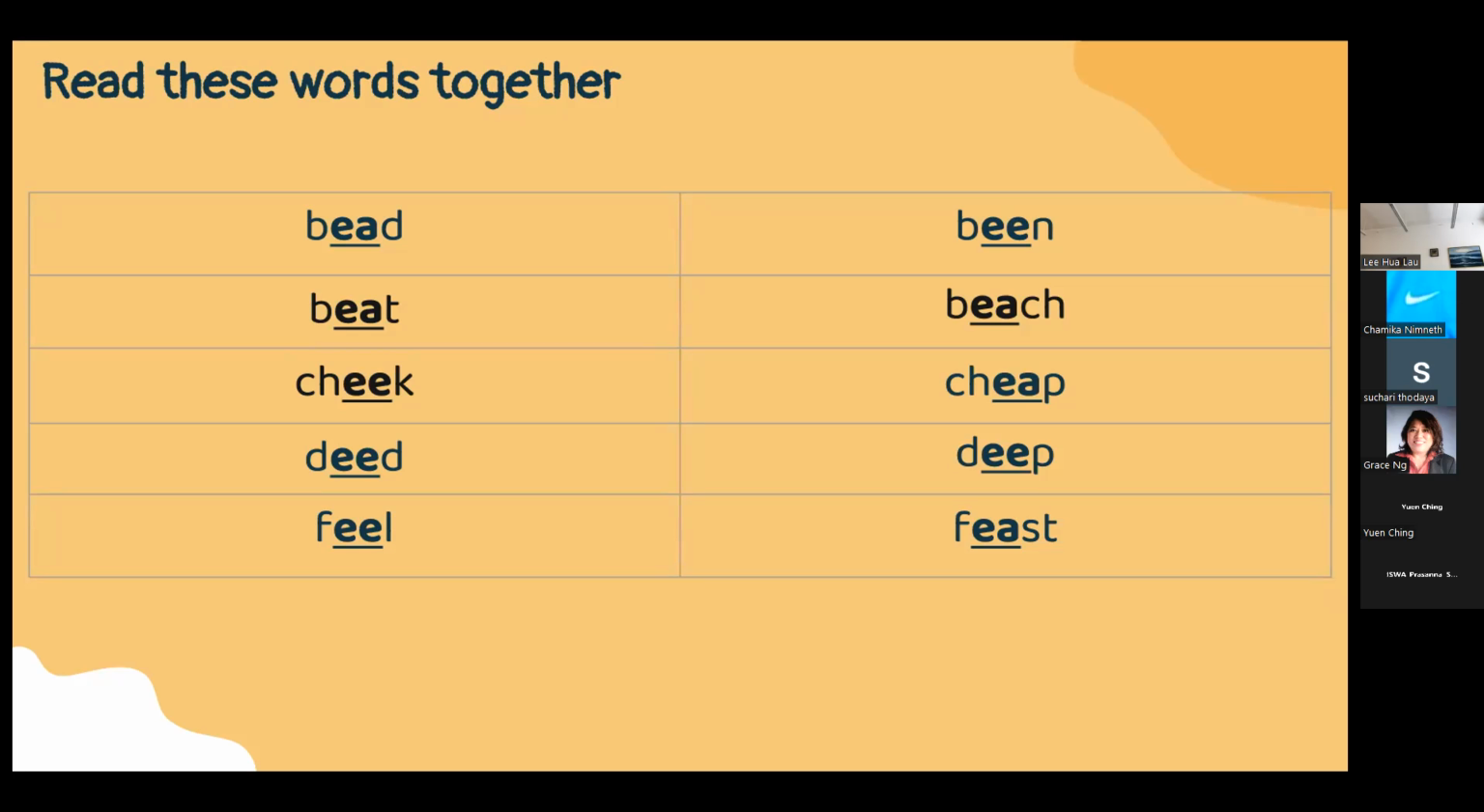And then the next word is deep. Deep. Feel. Feel. And then the next word is feast. Feast. Okay.